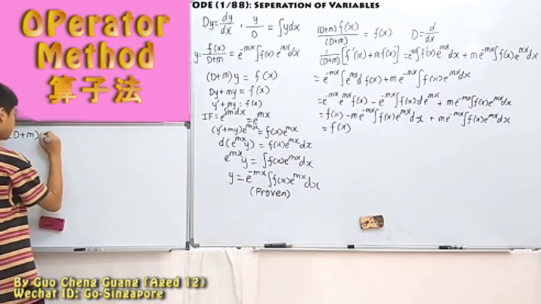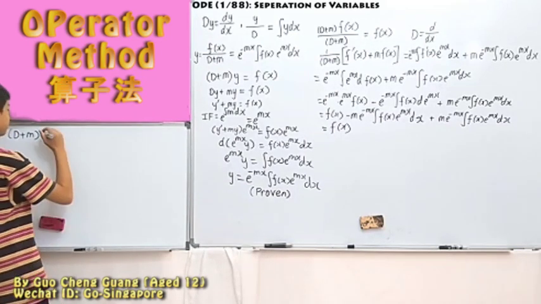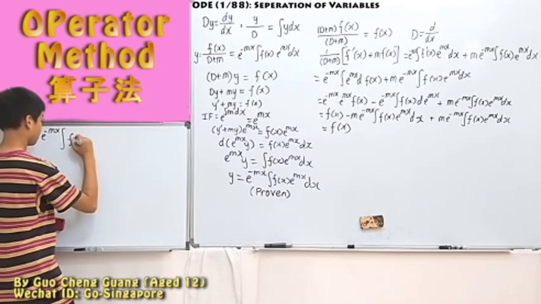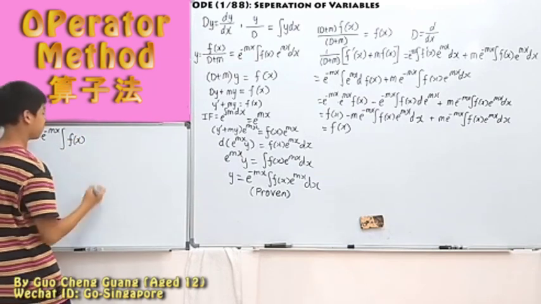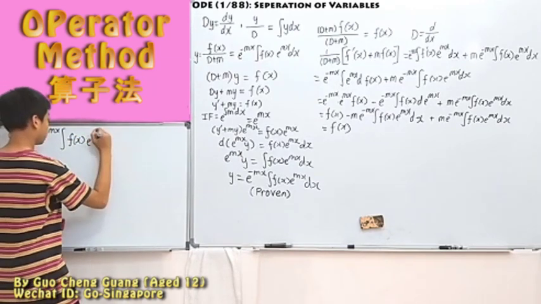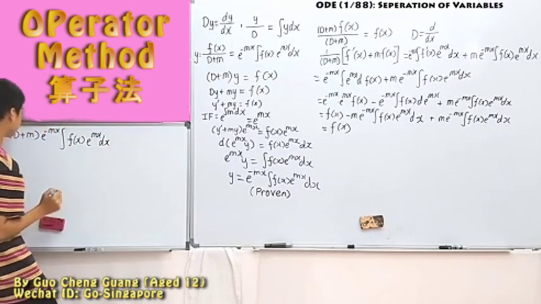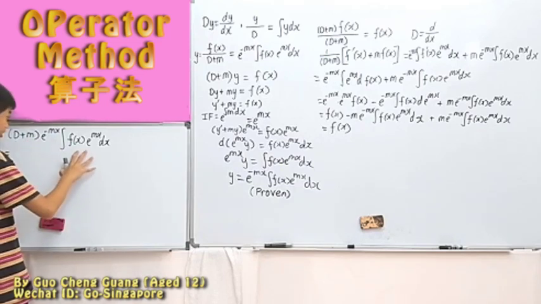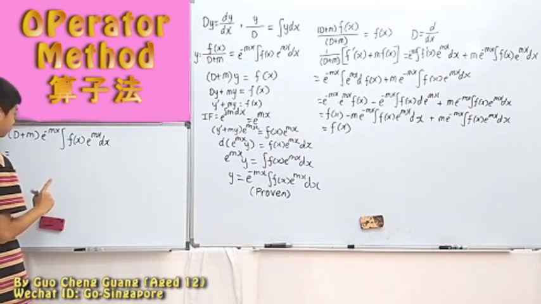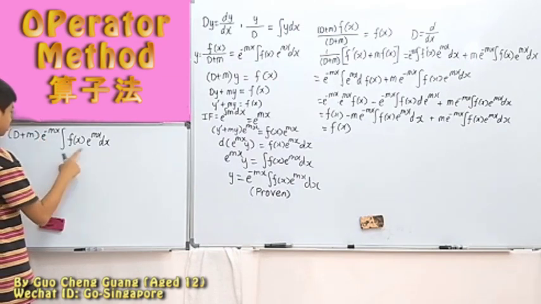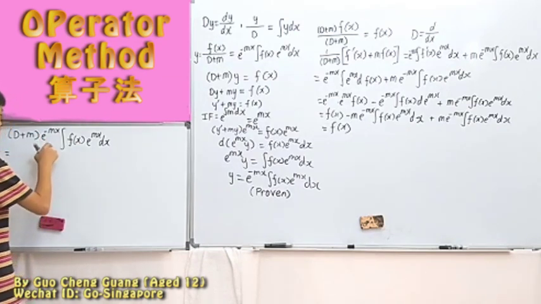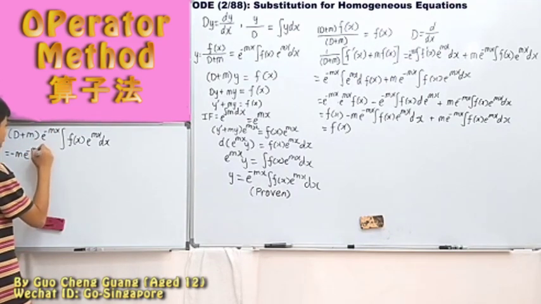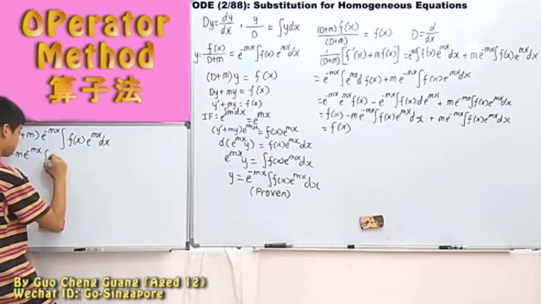So that means you'll still get e to the power of negative mx. And also you cannot leave out this x here. Fx, then e to the power of mx, then dx. Alright. So you have to differentiate this part. How can we differentiate? What if we try to use product rule? If we use product rule, differentiate this part first, you get negative m e to the power of negative mx. Then the back part is the same.